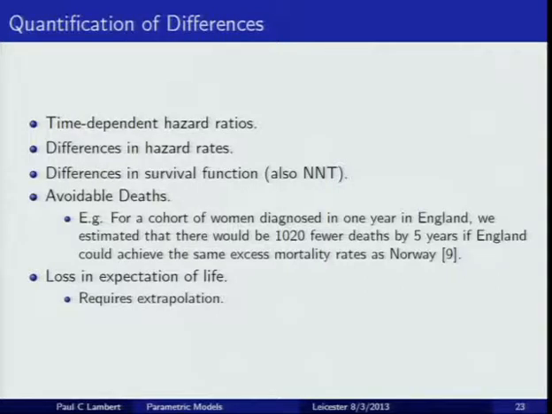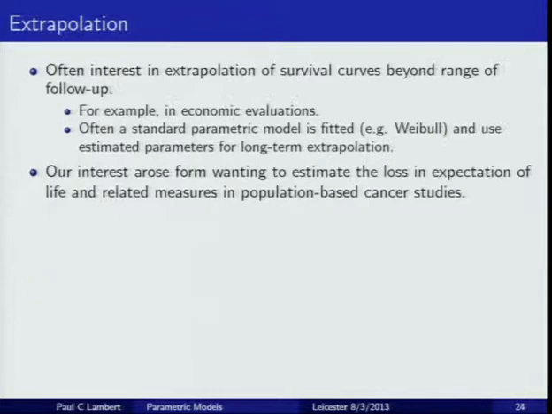And I think these ways to try to quantify what these differences mean are really important. When people are presented just with hazard ratios, I think sometimes people struggle to understand what it actually means, both at the population and individual level. The other point I'll talk about is this idea of loss in expectation of life, which requires extrapolation of the survival curve.